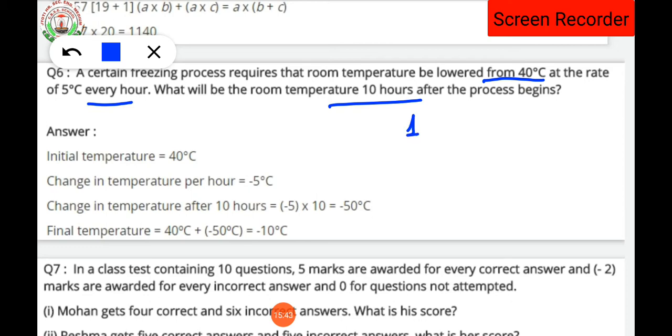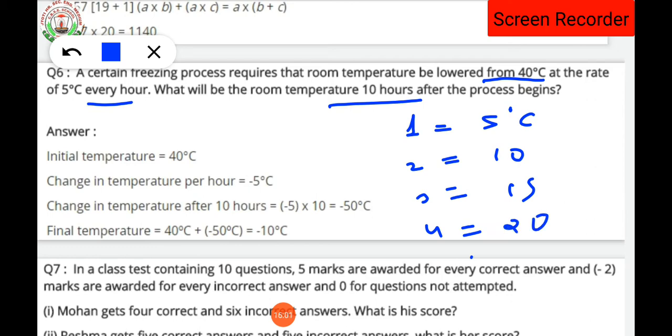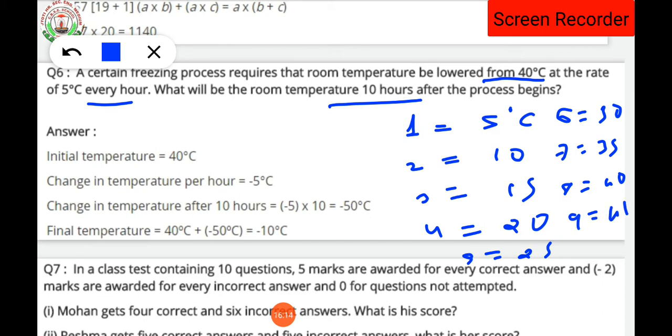If in 1 hour the temperature falls by 5 degree centigrade, then in the second hour again it is lowered, so 5 plus 5 is 10 degree centigrade, then third hour 15, fourth hour 20, fifth hour 25, sixth hour 30, seventh hour 35, eighth hour 40, ninth hour 45 and 10th hour, 10 घंटे में टेम्परेचर कितना डिग्री तक चला जाएगा, 50 डिग्री तक चला जाएगा.